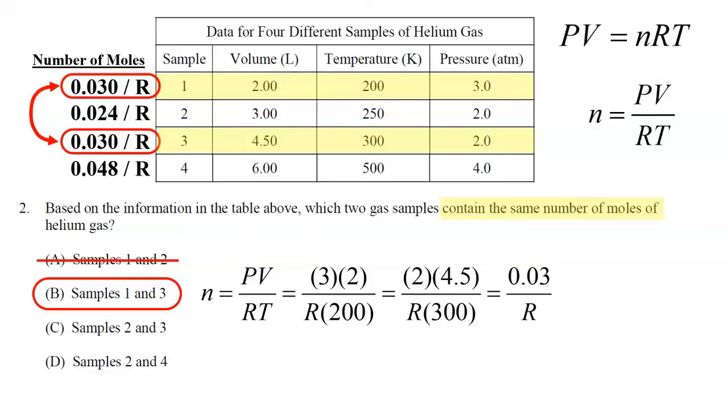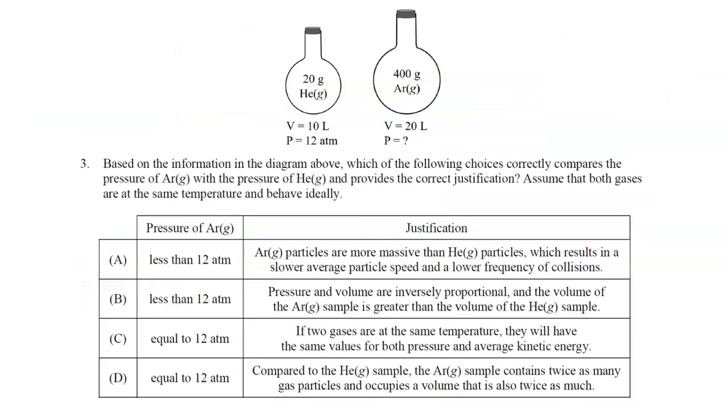Now let's take a look at question 3. Question 3 says, based on the information in the diagram above, which of the following choices correctly compares the pressure of argon with the pressure of helium and provides the correct justification? Assume that both gases are at the same temperature and behave ideally.